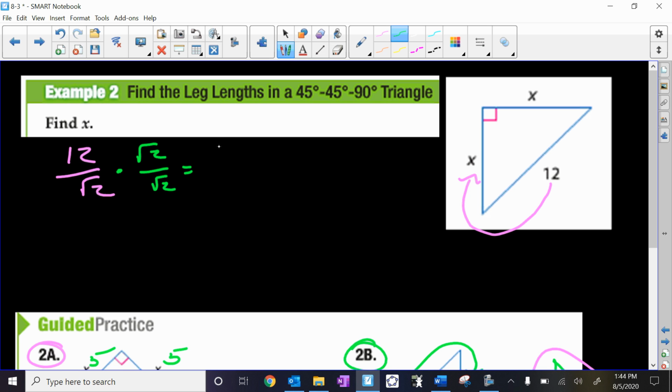On top, we have 12 square root of 2 divided by, remember, this is just 2 on the bottom, square root of 2 times square root of 2 is the square root of 4, and the square root of 4 we know is just 2. And then finally, 12 divided by 2 is just 6. So our legs in this case are a length of 6 square root of 2.